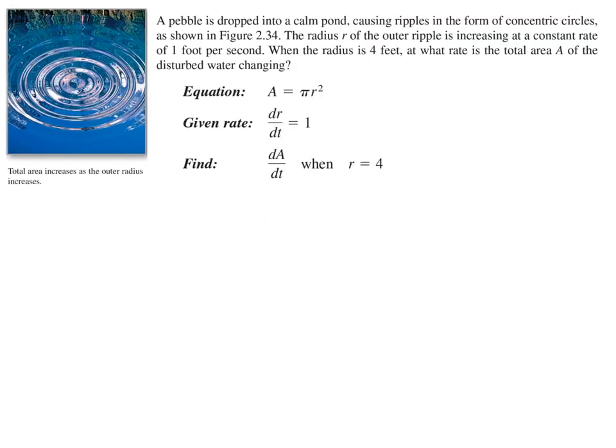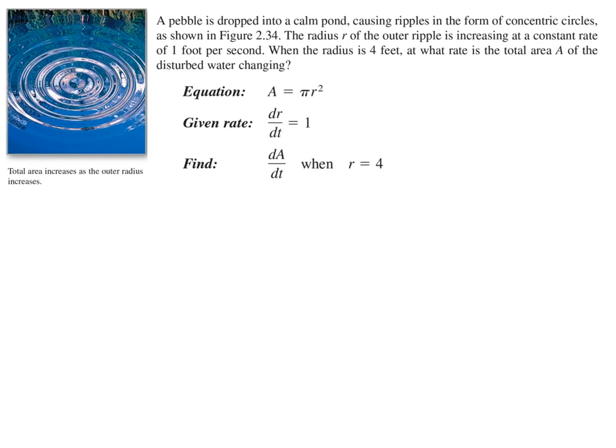So our next example here deals with more specific units, which is actually quite useful. So let's say a pebble is dropped into a calm pond, causing ripples that form in concentric circles, much like is shown here. The radius r of the outer ripple is increasing at a constant rate of 1 foot per second. So when the radius is 4 feet, at what rate is the total area A of the disturbed water changing?